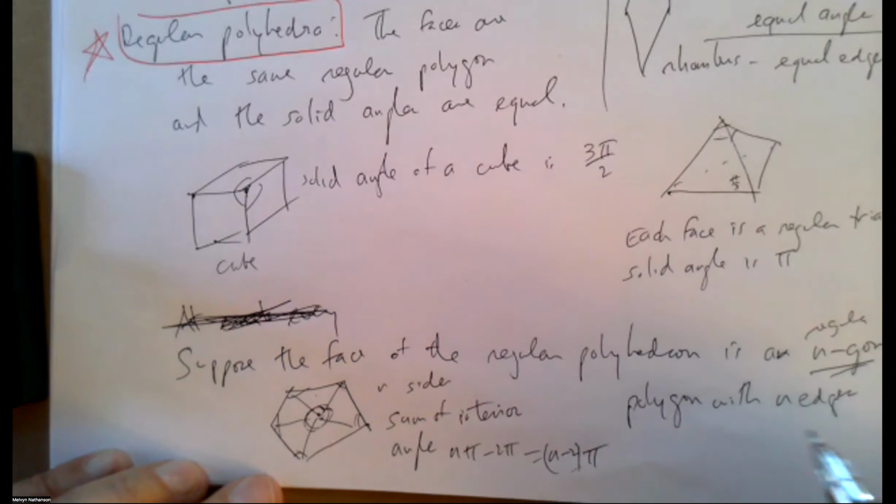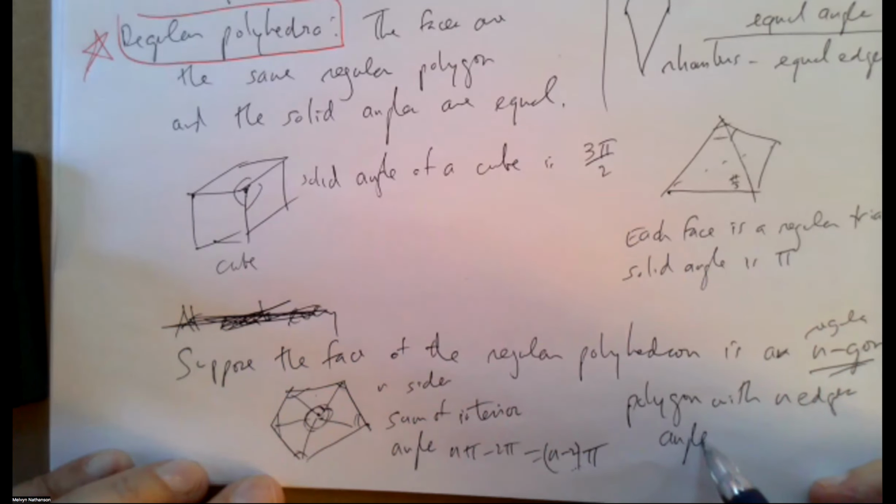And if the n angles are equal, then there are n of them and they add up to this. So each angle is n minus 2 over n times pi.